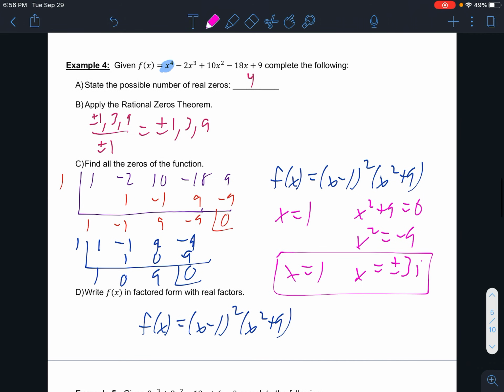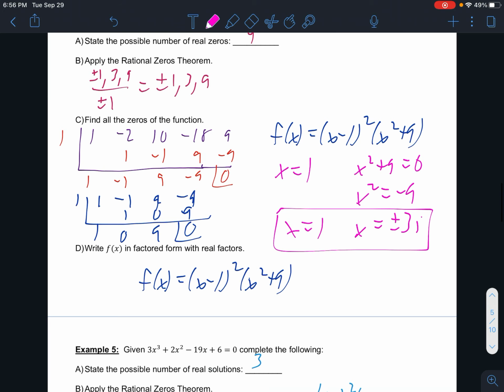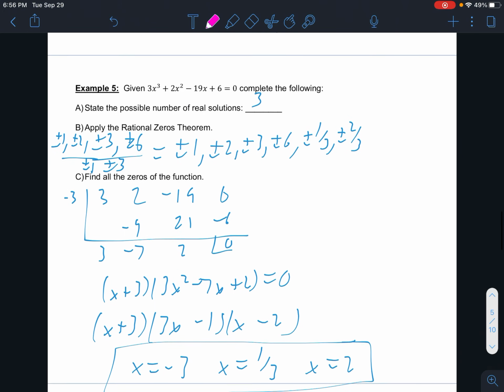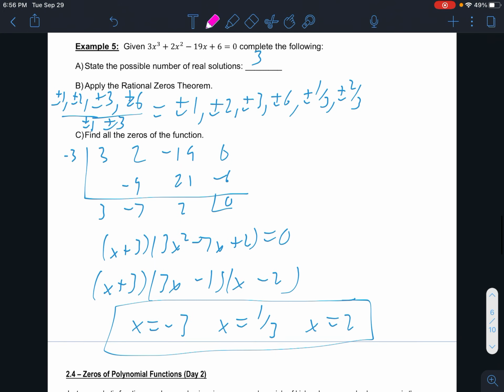All right, at this point, why don't you pause the video and try number 5 on your own. And once you've completed it, come back and check your answers. And there we have the answers for number 5. Feel free to pause the video and look it over at your convenience. And that would end the first day of notes.